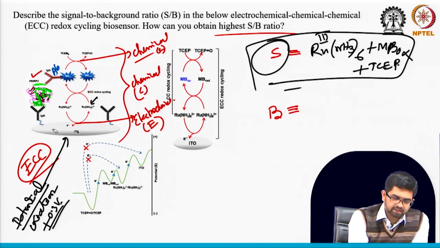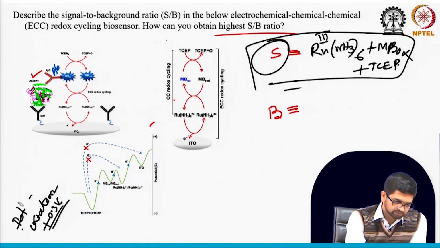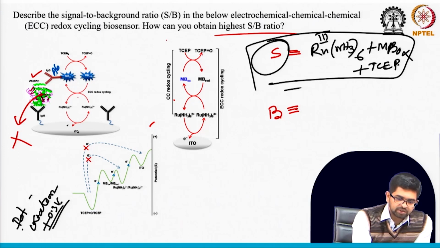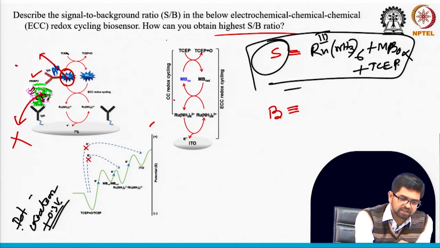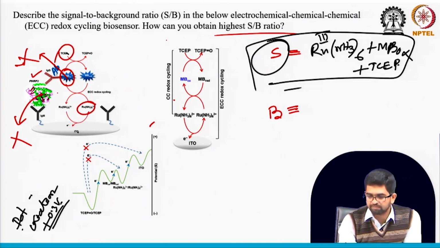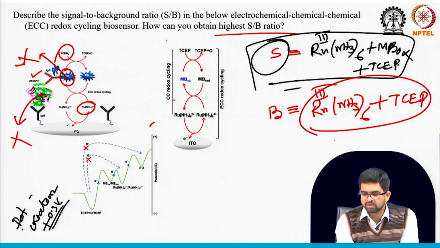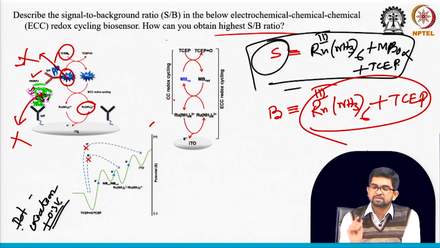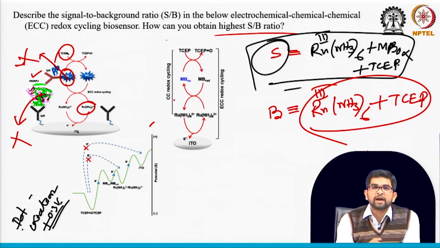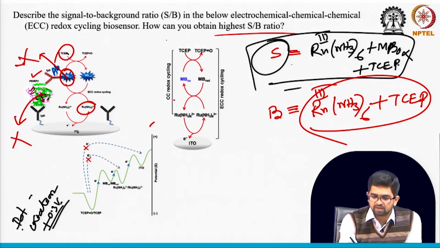That is pretty clear. You just have to remove the target. So if you remove the target, then you will not get the methylene blue. So you will have ruthenium hexamine 3+ and T-cell, Ru(NH3)6 3+ plus T-cell. So this is your background that you have to mention, just very precisely. No need to write a one-page sentence. You can write what is the signal, what is the background, and then the signal to background ratio.